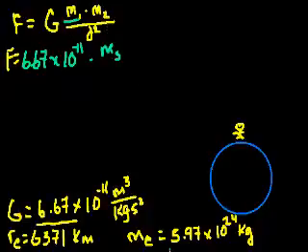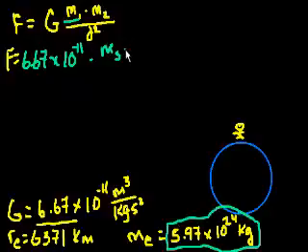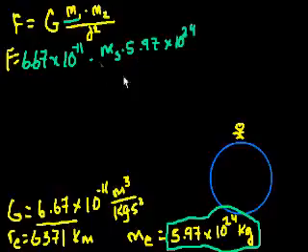And I wrote that here. I looked it up on Wikipedia. This is the mass of Earth. So I multiply it times the mass of Earth, times 5.97 times 10 to the 24th kilograms. Is a little bit more massive than Sal. Divided by the distance squared.